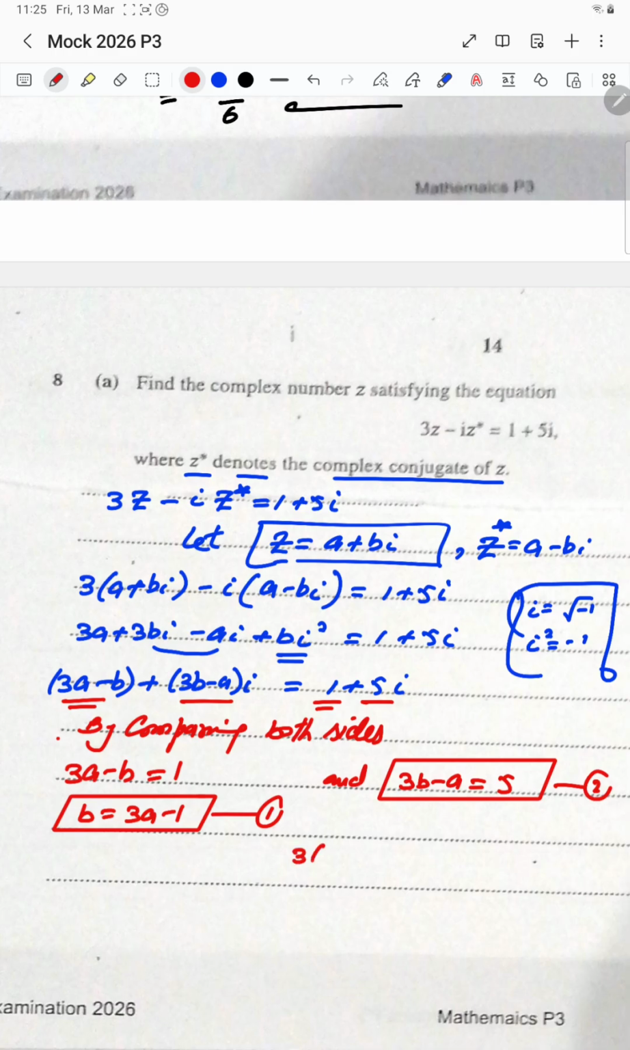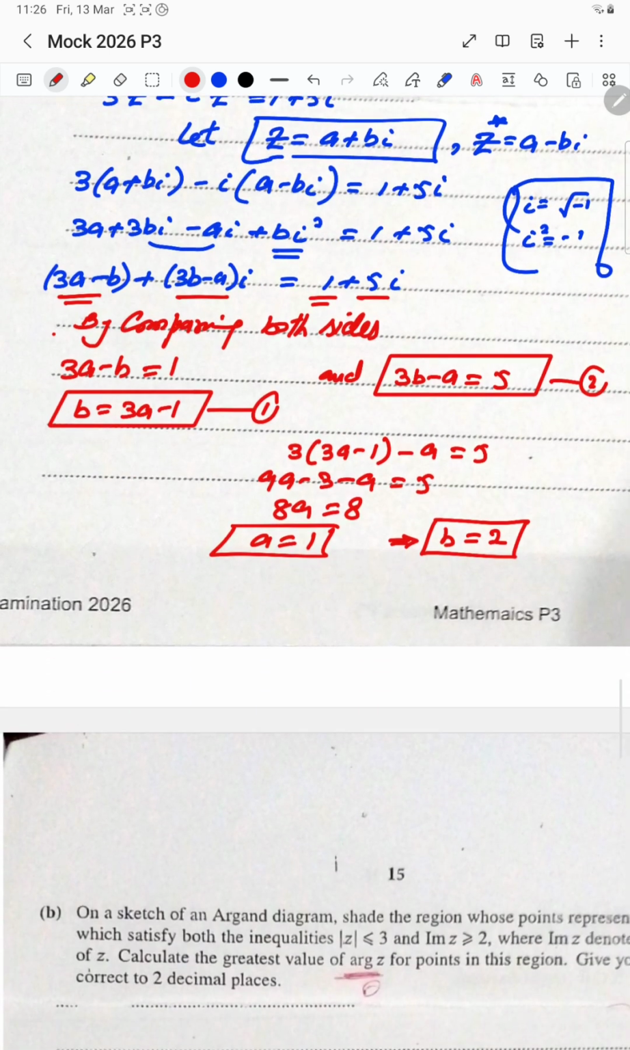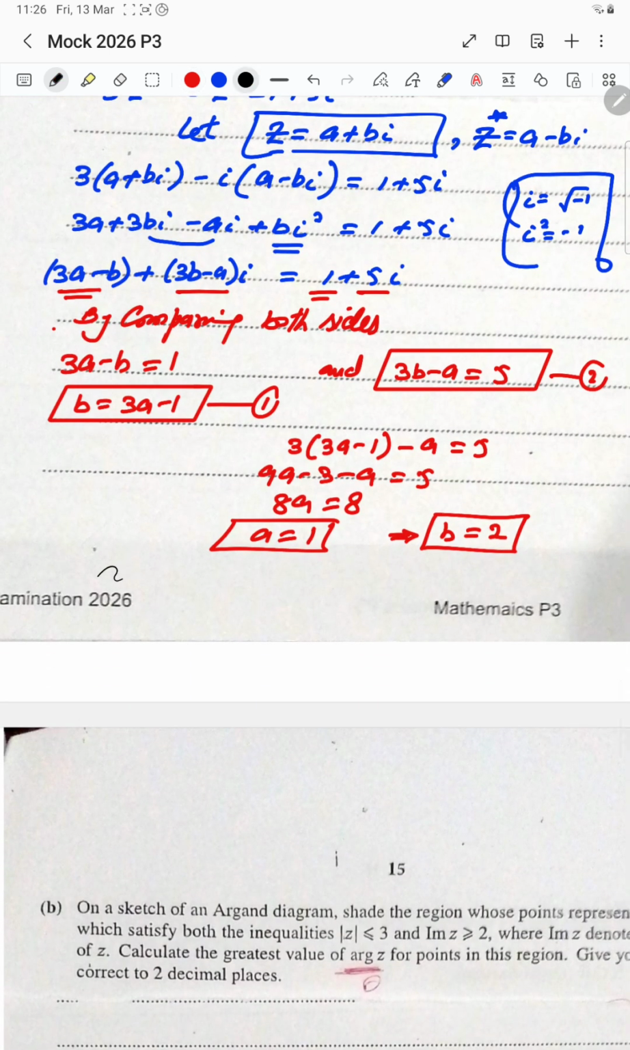Now replace 1 in 2. So 3b will be changed into 3 times 3a minus 1, and minus a equal to 5. I get 9a minus 3 minus a equal to 5. 8a equal to 8, so a is equal to 1. If a is 1, then b from equation 1 implies b is equal to 2. Hence I have calculated it. So therefore my z is equal to a plus bi, 1 plus 2i. That is the answer of the first part.